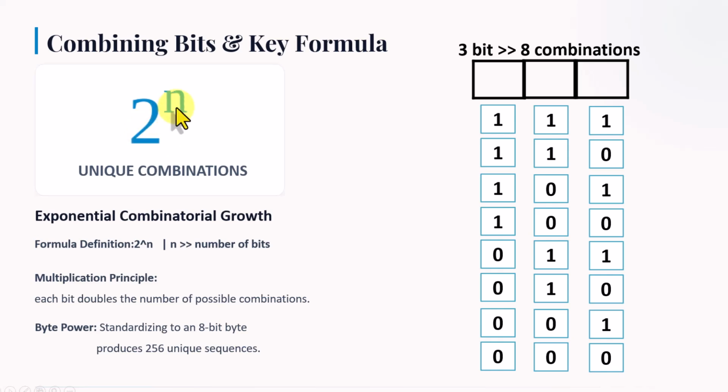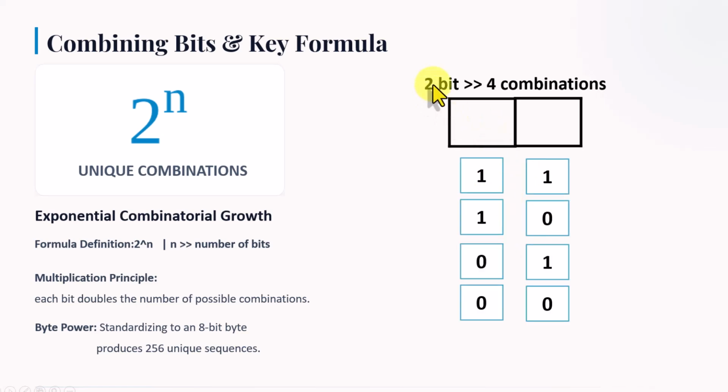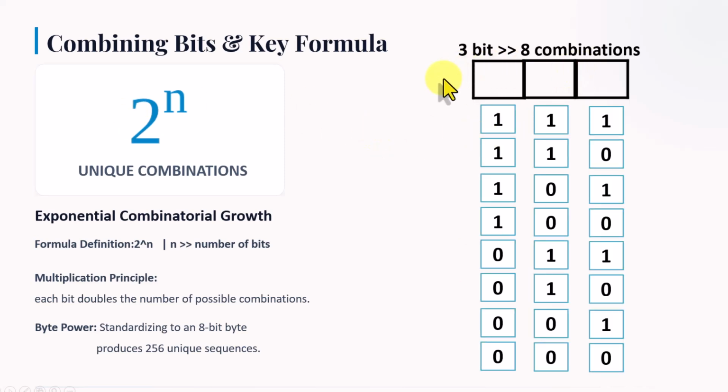this formula: 2 to the power of n. 2 to the power of 1 is 2, so we have two combinations. 2 to the power of 2 is 4, so we have 4 combinations. If we have 3 bits, 2 to the power of 3 will be 8, so we have 8 different combinations. Okay, so that is the formula: 2 to the power of n, where n is the number of bits. Then the multiplication principle: each bit doubles the number of possible combinations.